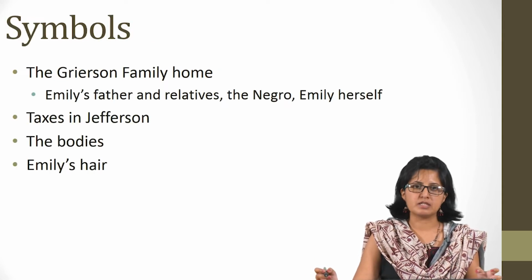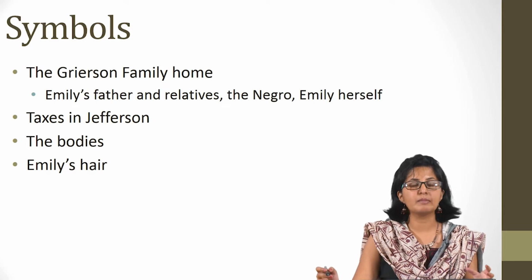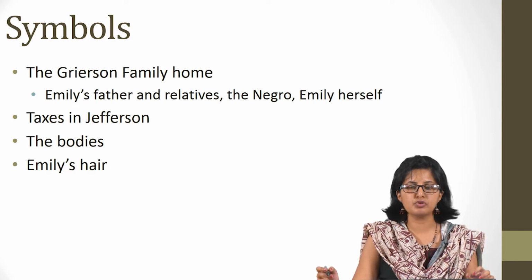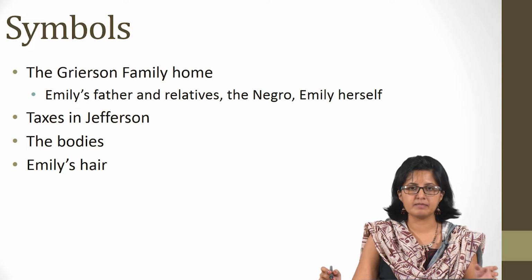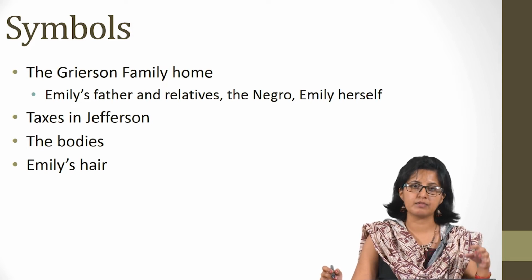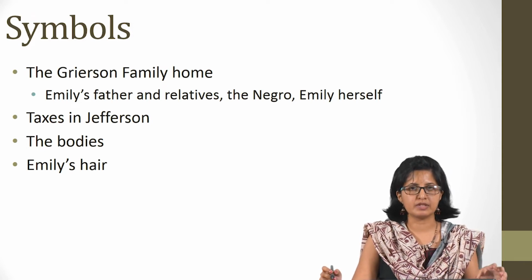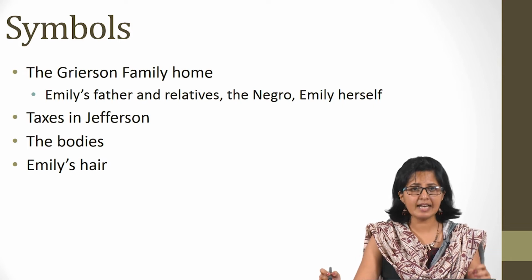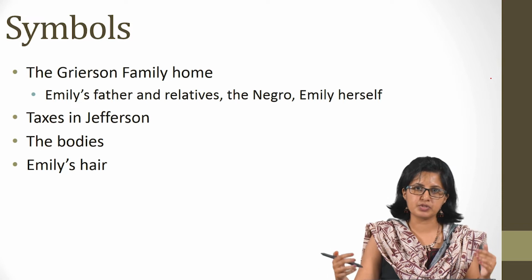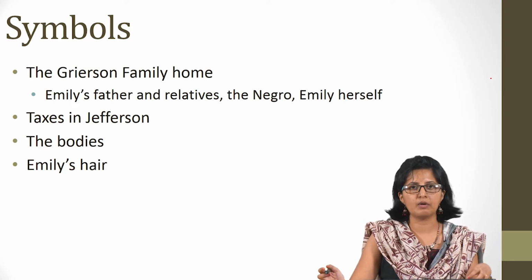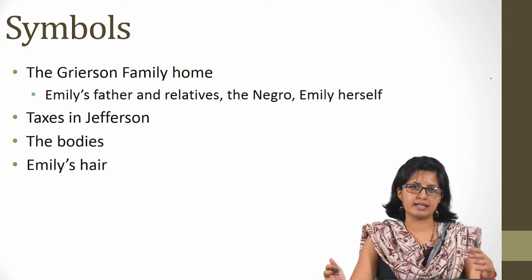There are multiple symbols in this short story. The Grierson family home itself is the most visible and the most dominant symbol over here, and we find that Emily's father and her relatives, the figure of the Negro, Emily herself, they all represent and personify different things. The taxes in Jefferson, we find at least 3 or 4 references to the mode of tax payment and how Emily is affected in that process.